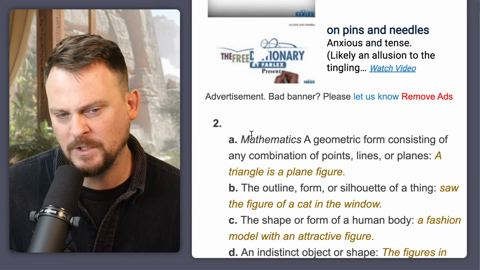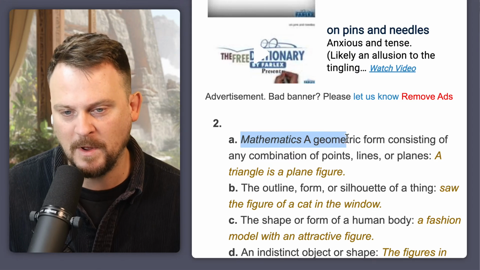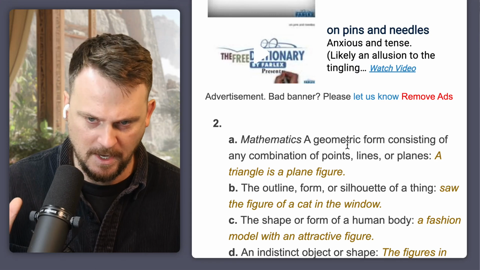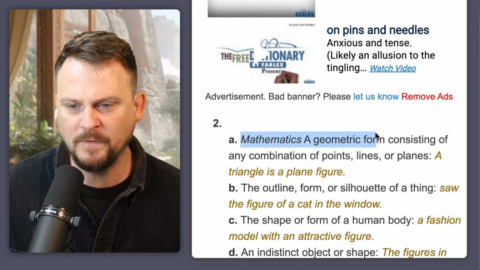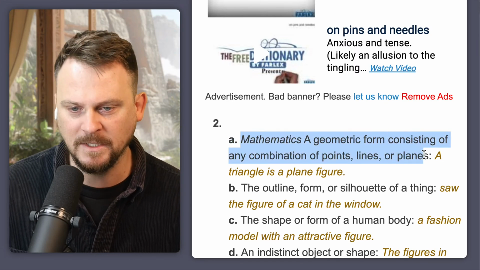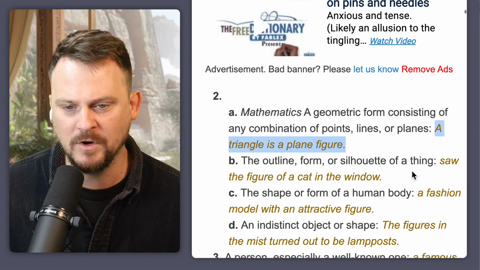Or second, I guess, general definition, mathematics, a geometric. Okay, so this is not about numbers. Previously, we were talking about numbers. Now we're talking about something else. Mathematics, a geometric form consisting of any combination of points, lines, or planes. Example, a triangle is a plane figure.